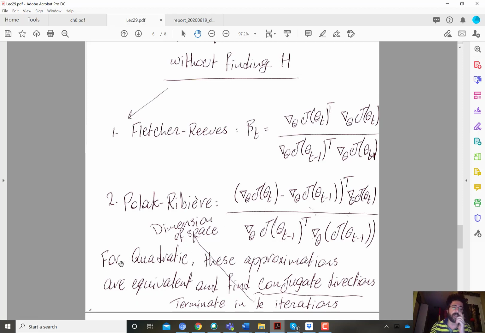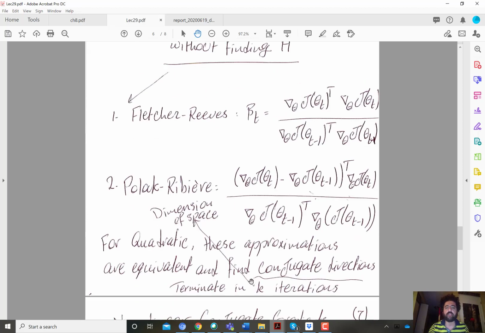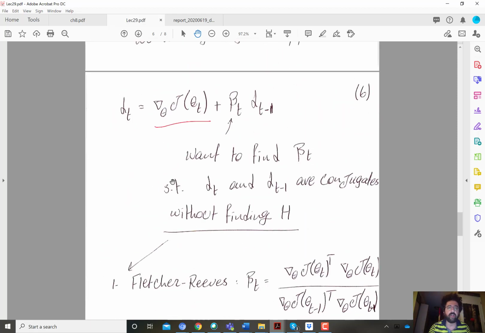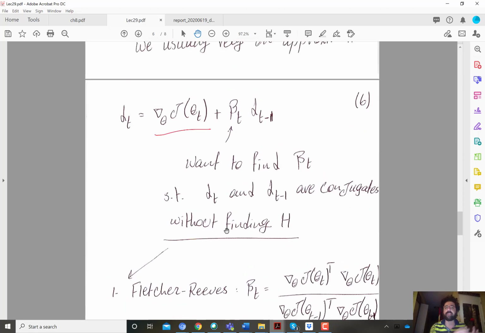Now there is a theoretical proof that if the function is quadratic, you have the same guarantee as conjugate gradients, meaning that this method, even without computing the Hessian, would also converge in k iterations where k is the dimension of the parameter space. So it guarantees that the new direction defined here by the gradient plus this coefficient times dt minus 1, for both methods, is guaranteed if the function is quadratic to be conjugate to the old direction.